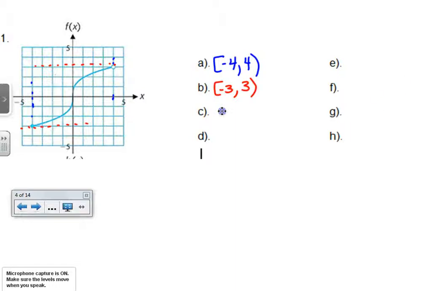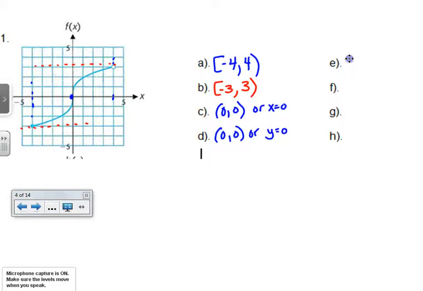The next question asks for the x-intercept. The x-intercept would be where it crosses the x-axis. So you could either write the whole ordered pair of 0, 0, or if you just say x equals 0, that's fine. D is the y-intercept, which happens to be the same exact point. If you don't want to write the ordered pair, you could just say y equals 0.